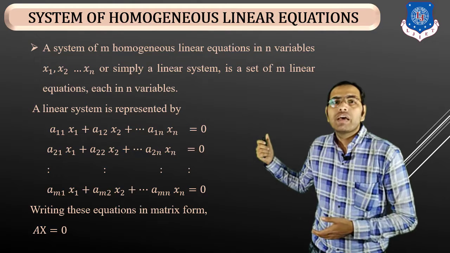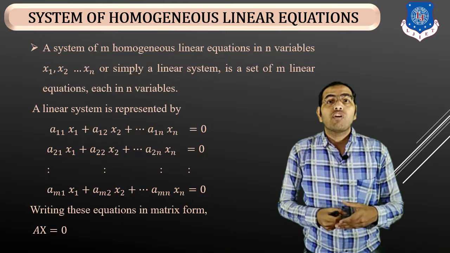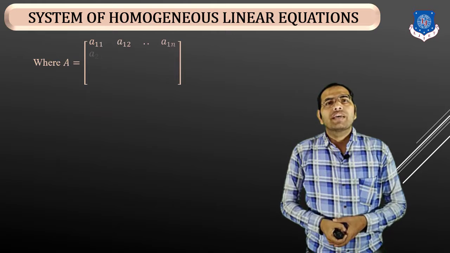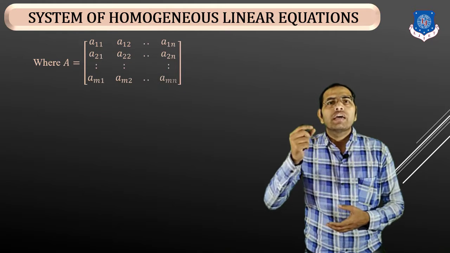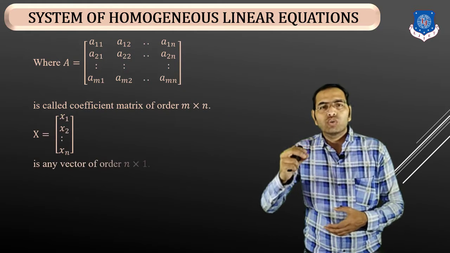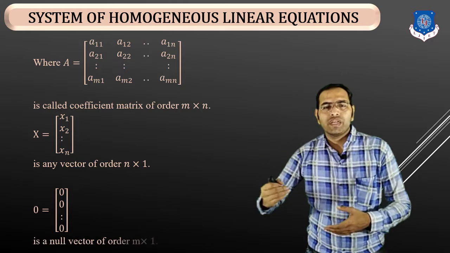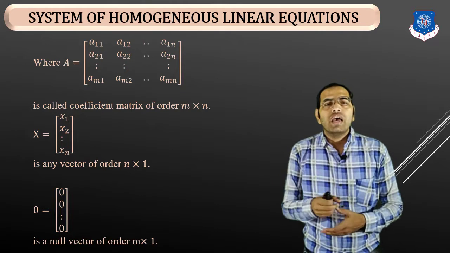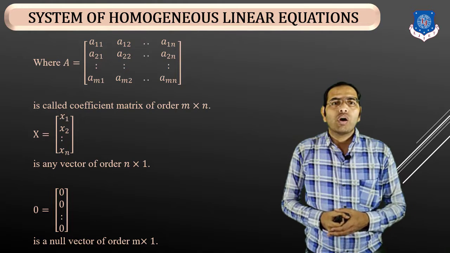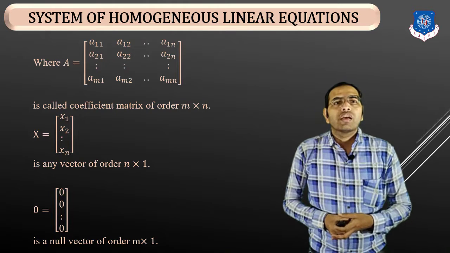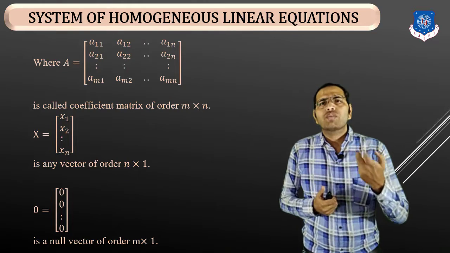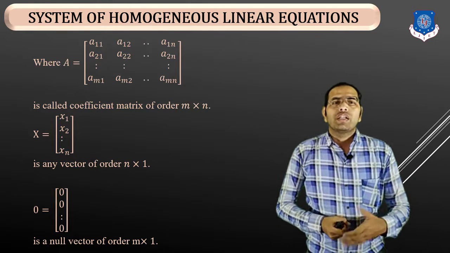And this linear system, written in the form of matrices, is AX equal to 0, where capital A equals a11, a12, a13 up to a1n, a21, a22, a23 up to a2n. Continuing in this manner, the mth row, which is am1, am2 up to amn, is called the coefficient matrix of the order m cross n. In this matrix, we substitute the coefficients of x, y, z, or x1, x2, x3 up to xn, and so on.